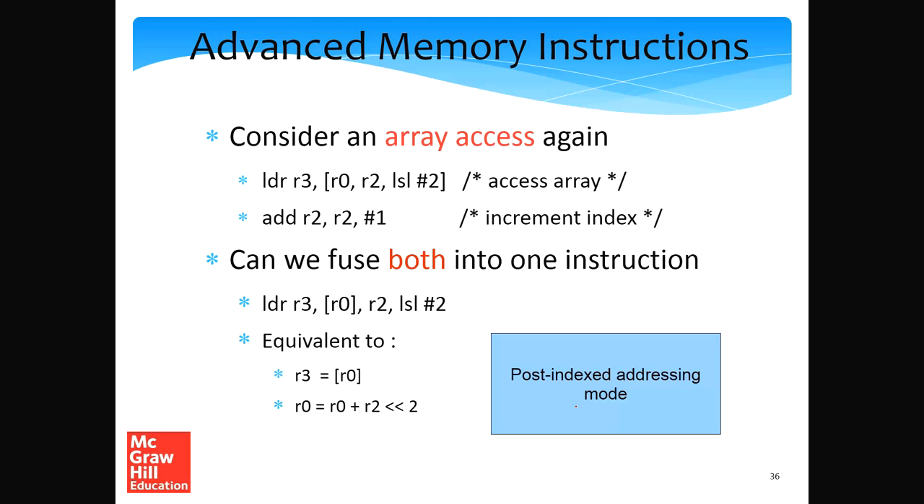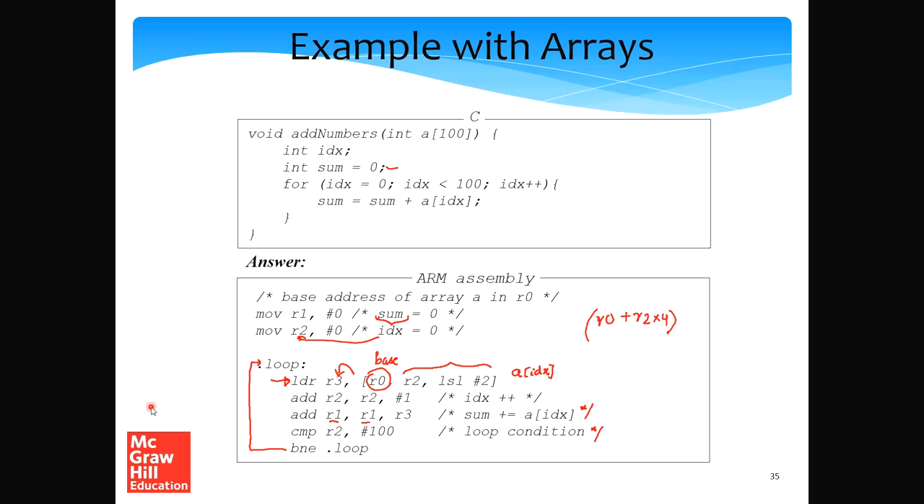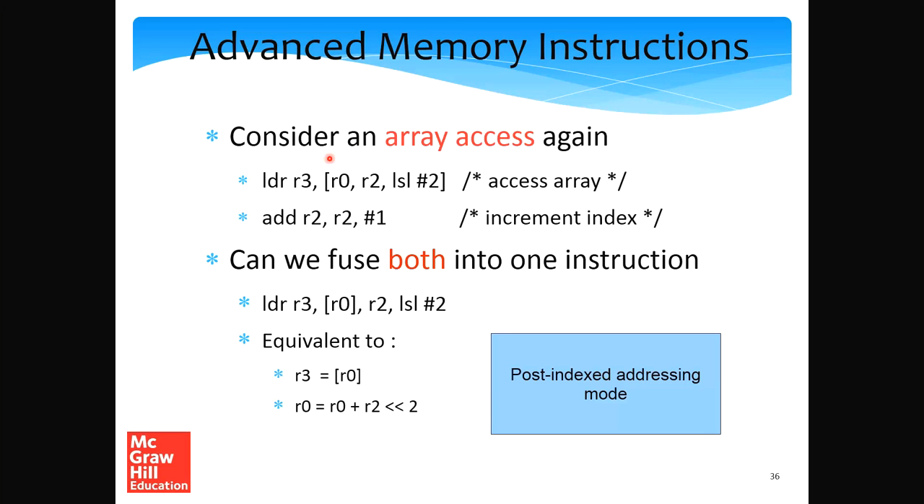Now let's take a look at even more advanced memory instructions. So consider an array access again. I'll just take out the relevant instruction. Maybe if I just go to the previous slide, this was the instruction that was being used to access the array. So I can again come back over here and have load R3. I'm just repeating the array accessing instruction. So we have this, and subsequently we increment the index, which is R2. So this is a very common pattern.